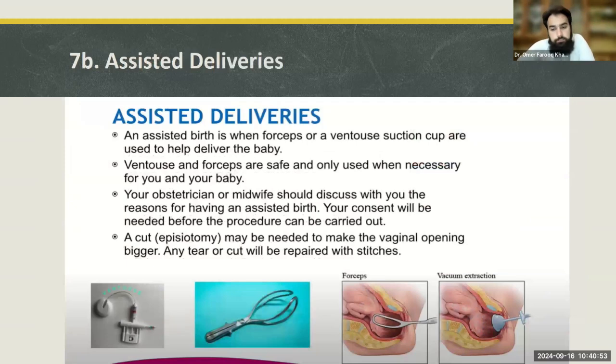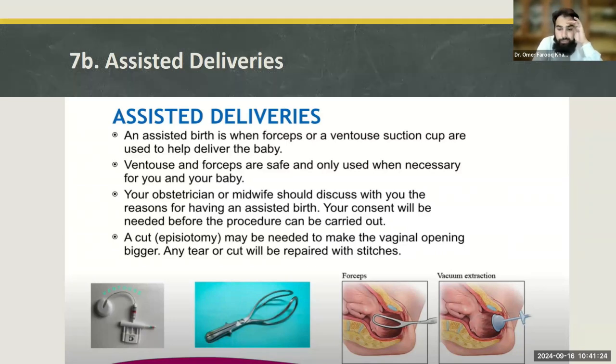Then there are some types of assisted deliveries, which I thought I should cover. These assisted deliveries are of two types. One is forceps delivery, and the second is vacuum extraction. So in the images below, there is a ventouse cup, which creates a vacuum when it is applied onto the baby's head. When there is negative pressure and you start pulling the vacuum outwards, it starts moving the baby downwards towards the birth canal as well.